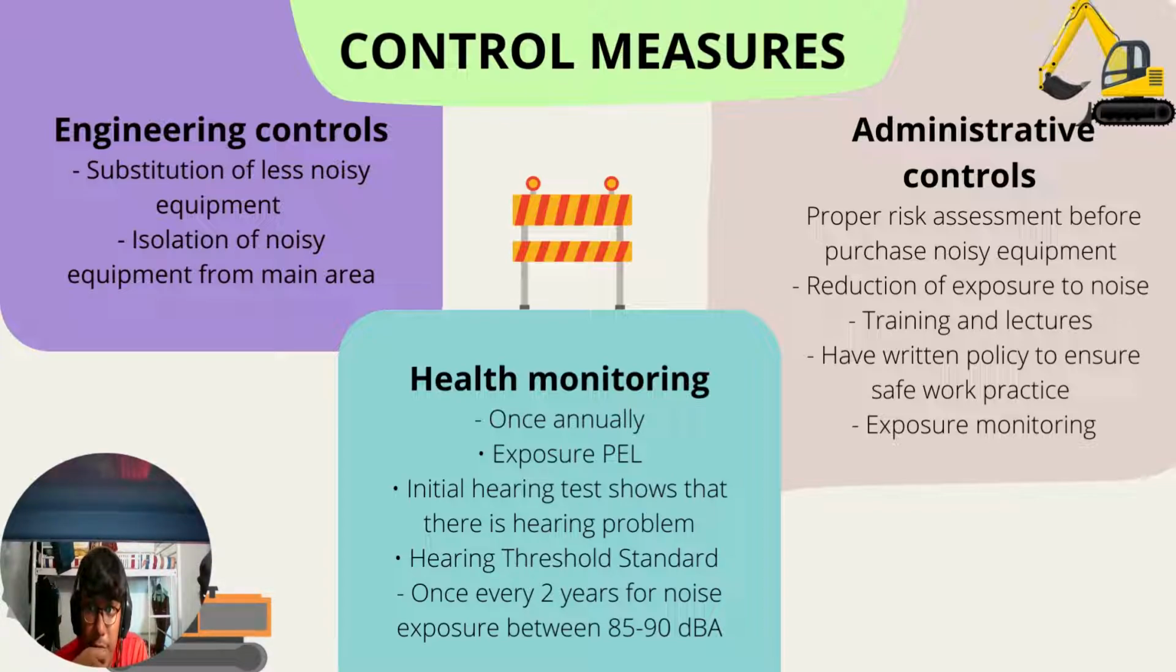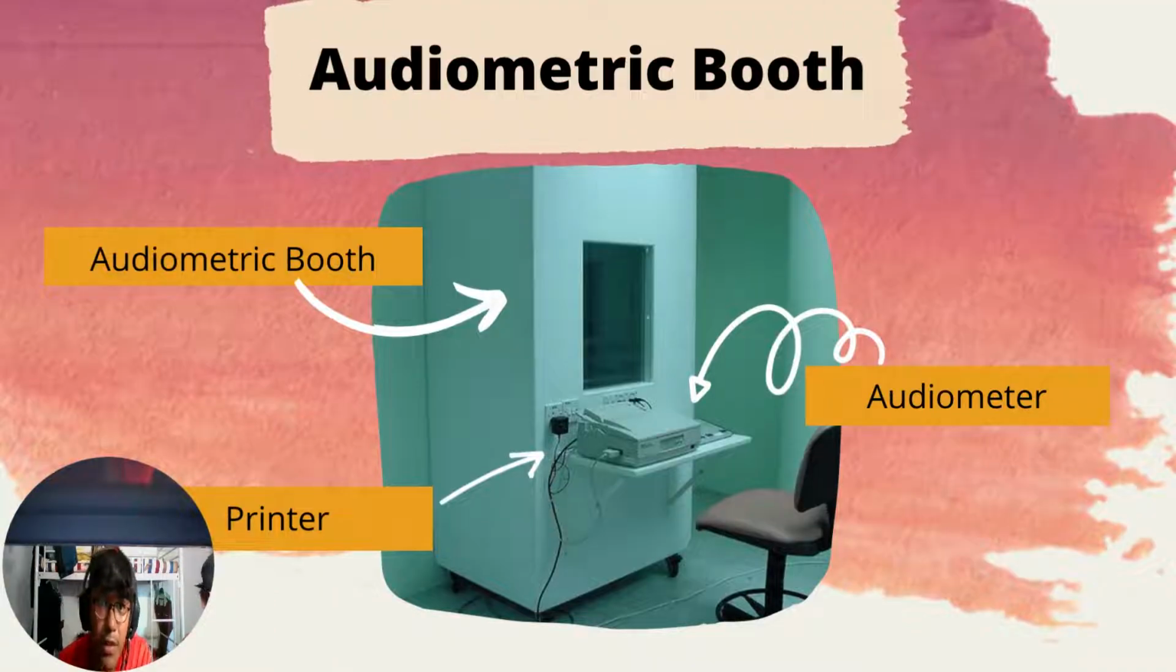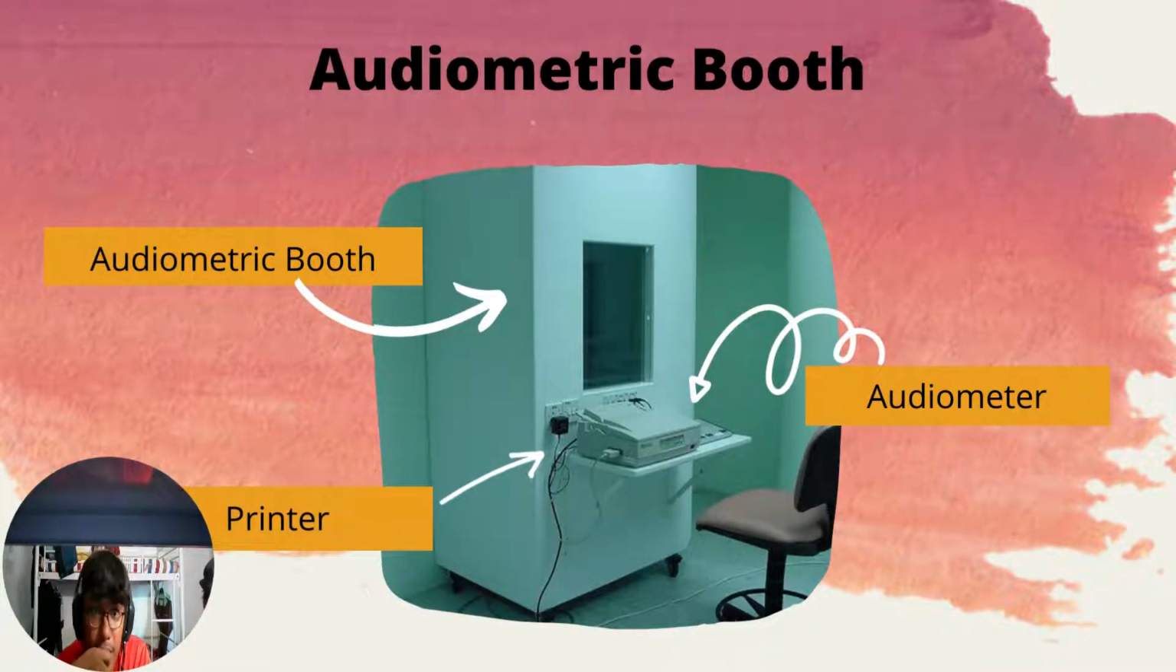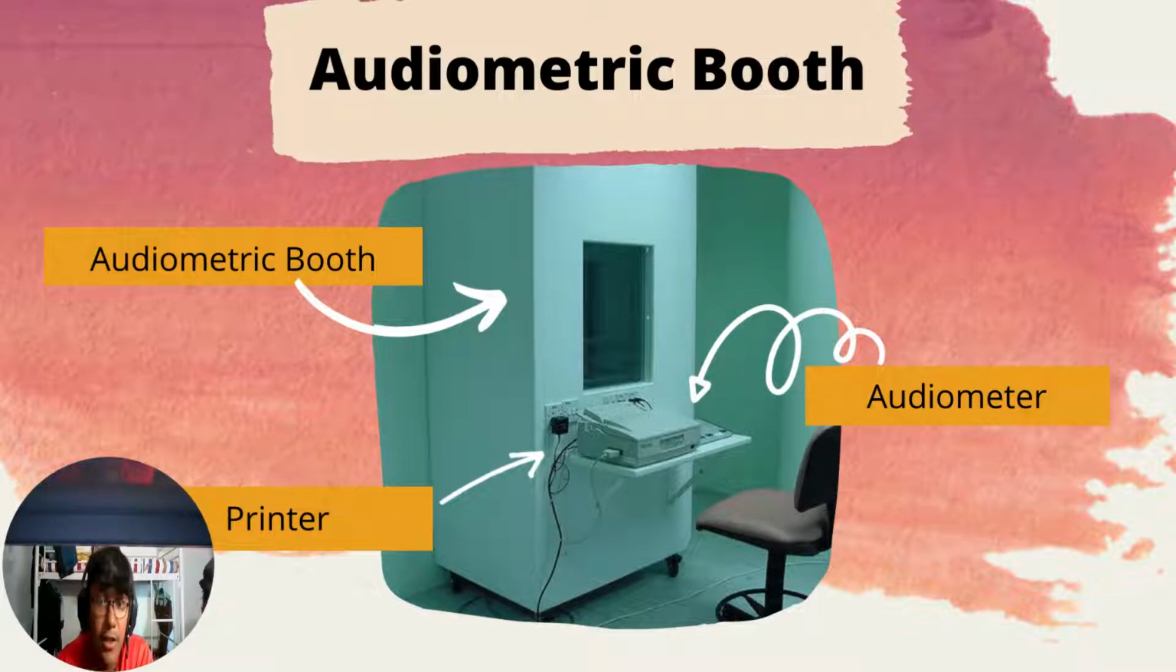For the administrative control, it can reduce exposure to noise through training and lectures. And the last one is writing policy to ensure safe work practice. Next is the audiometric booth. As we can see, they have a printer, an audiometer, and the machine. Next, I pass my part to the second presenter.